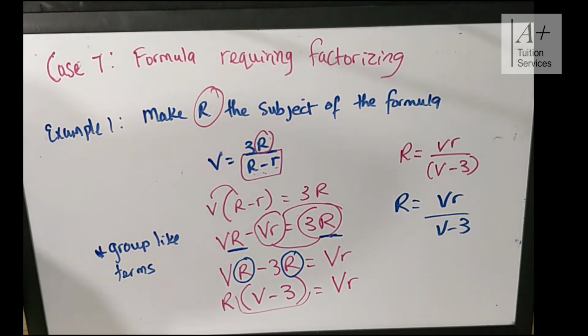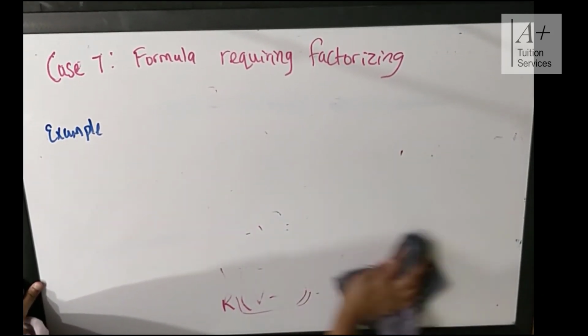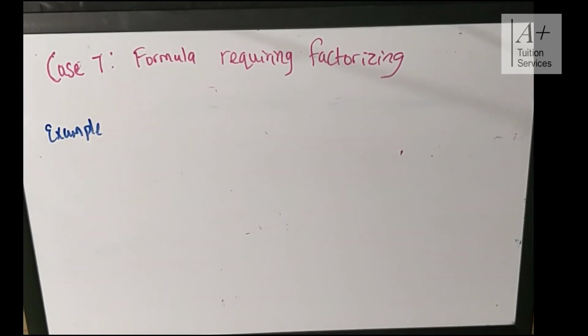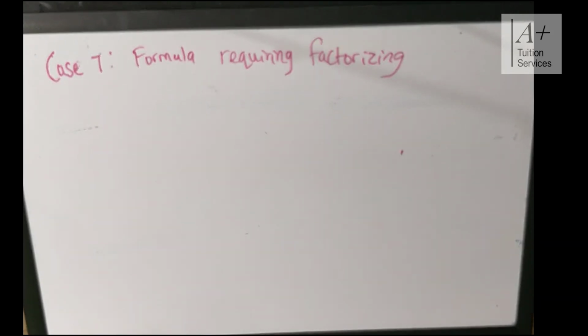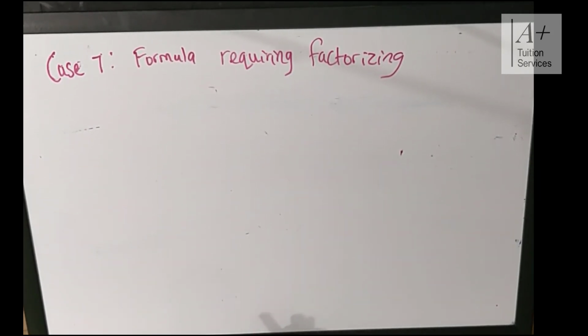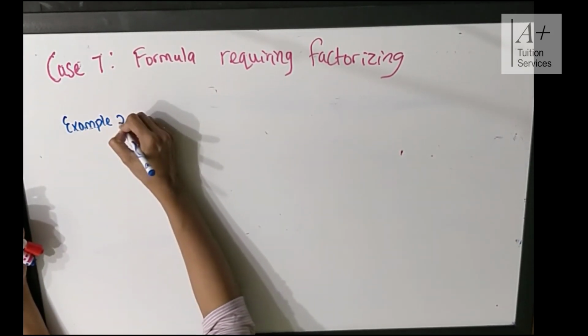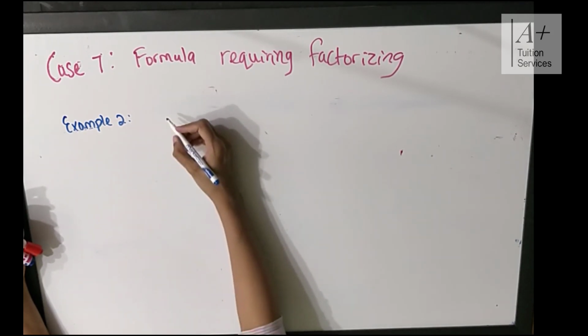So now we're going to look at example 2. And example 2, I want to explain this as much as possible. So we're going to look at another example quickly. So example 2 will involve more factorizing, of course. So example 2 now looks like this. We want to transpose the formula.